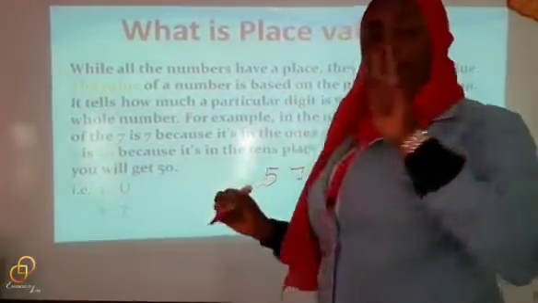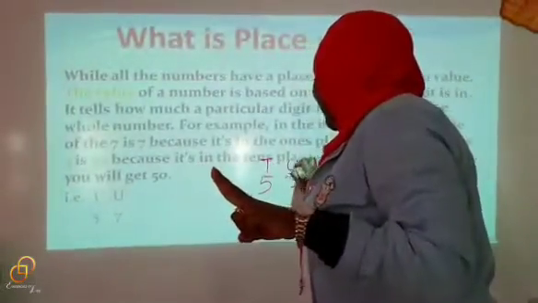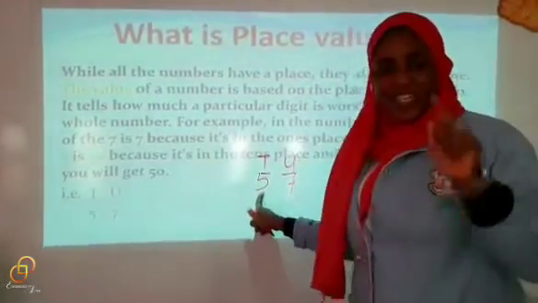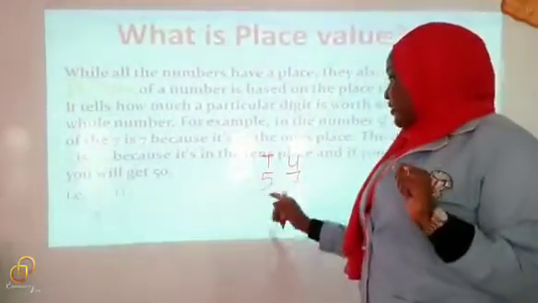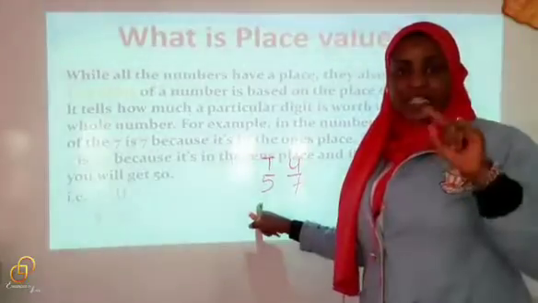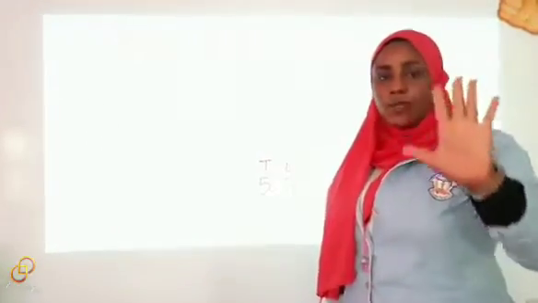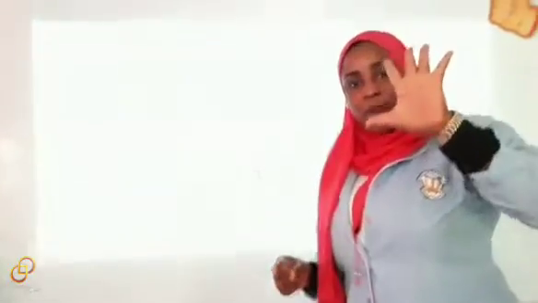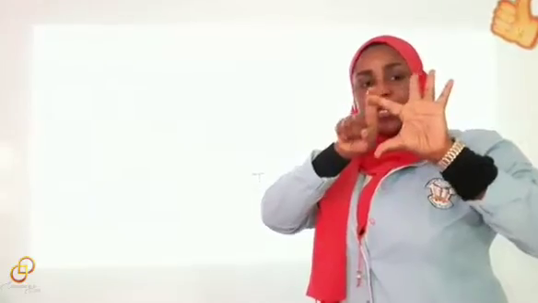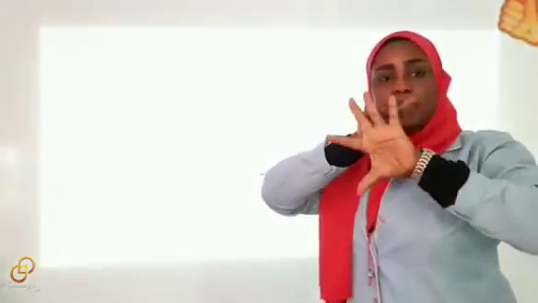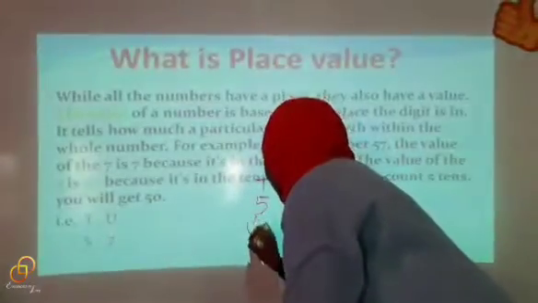Don't forget that when you have two digit numbers, there is tens and there is units. So the first digit is the tens, while the second digit is the units. So the 5 here is in tens place. So when you count tens in 5 places, let's see what it gives. So these are my 5 fingers. So let's count in tens. 10, 20, 30, 40, 50. So 5 tens is equal to what? 50.